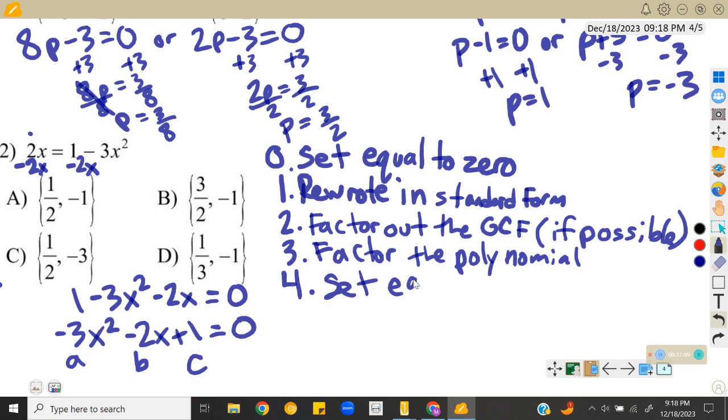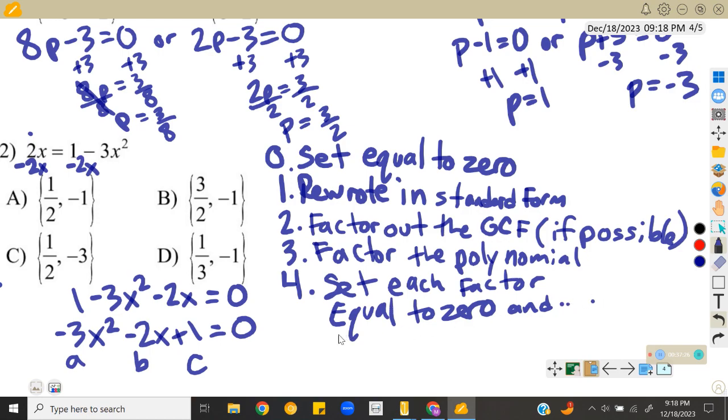each factor equal to 0, and then we solve. Solve each of those equations that we get.